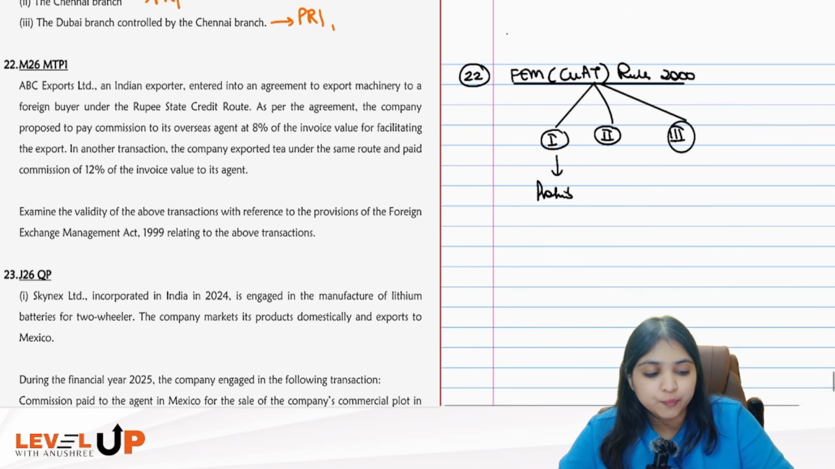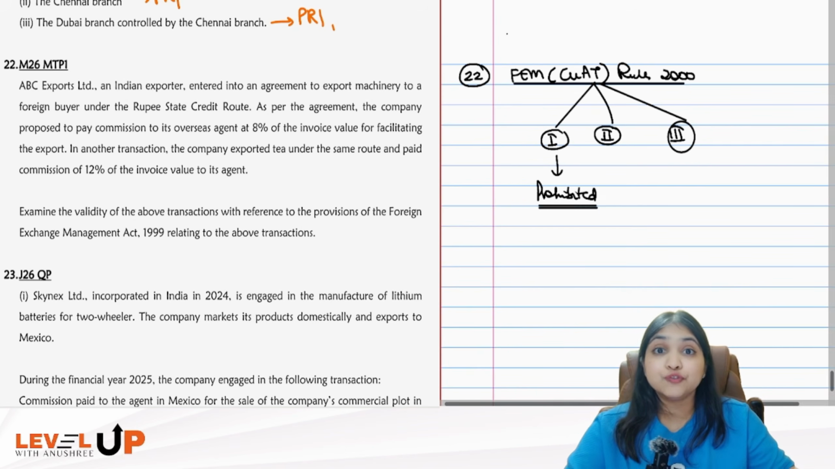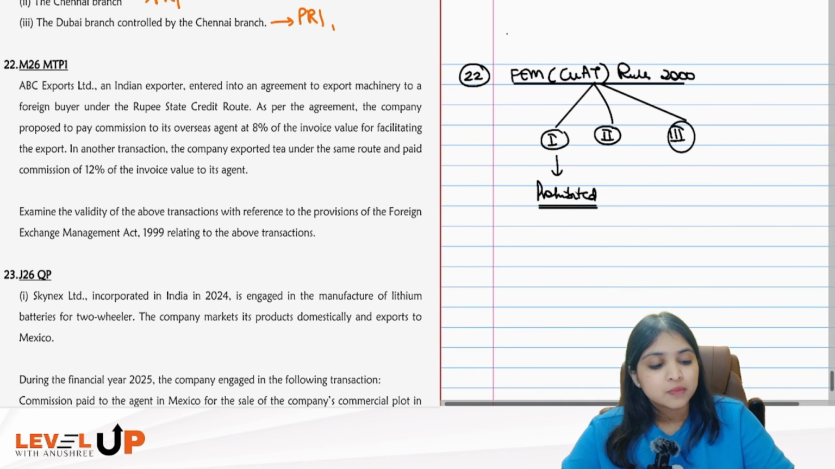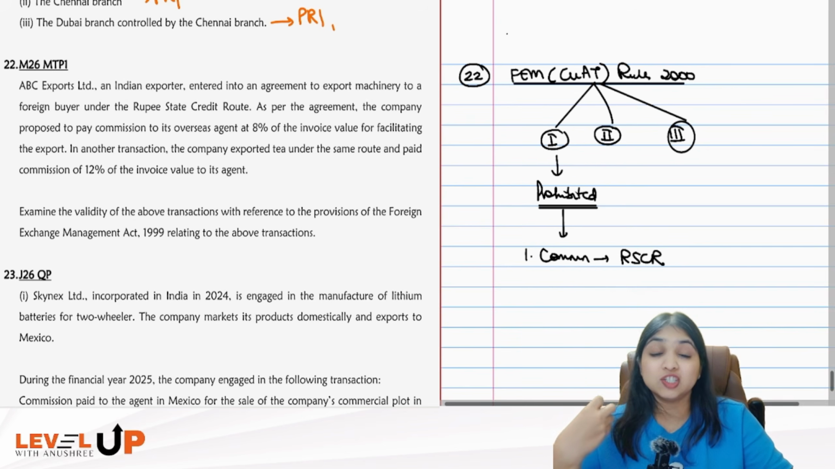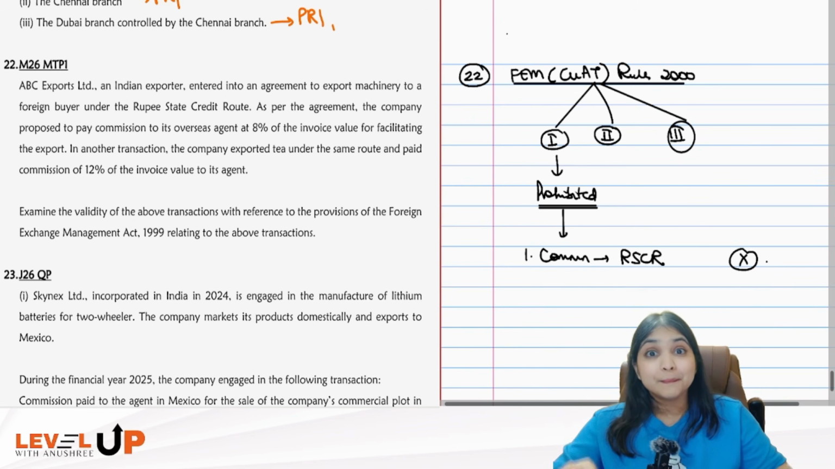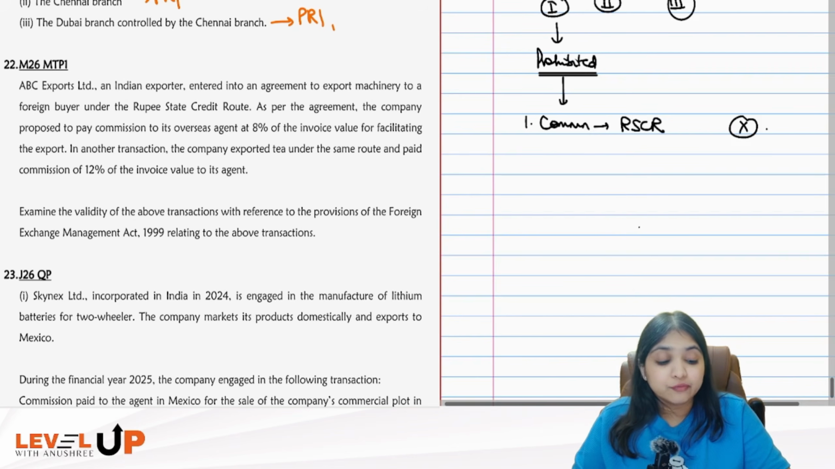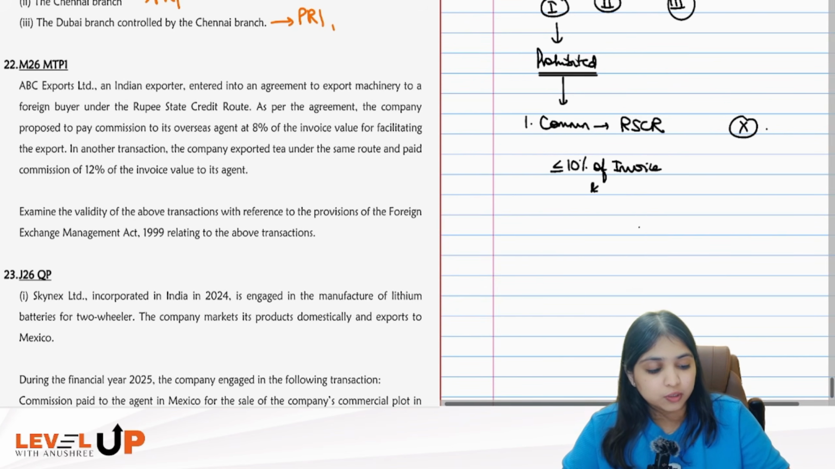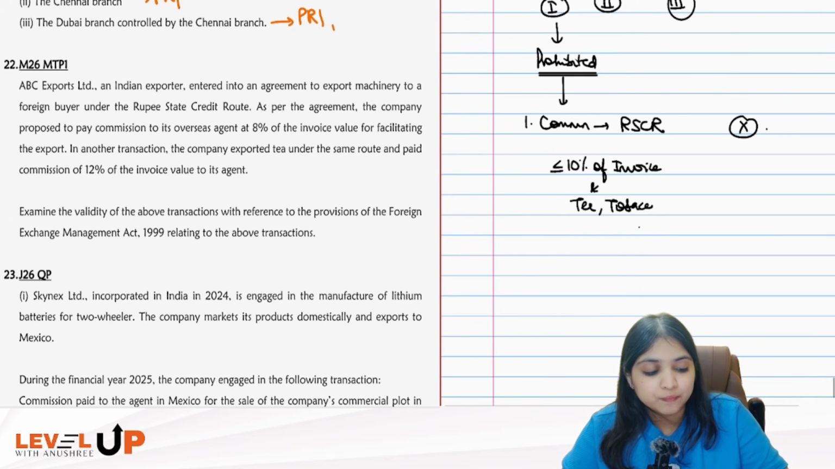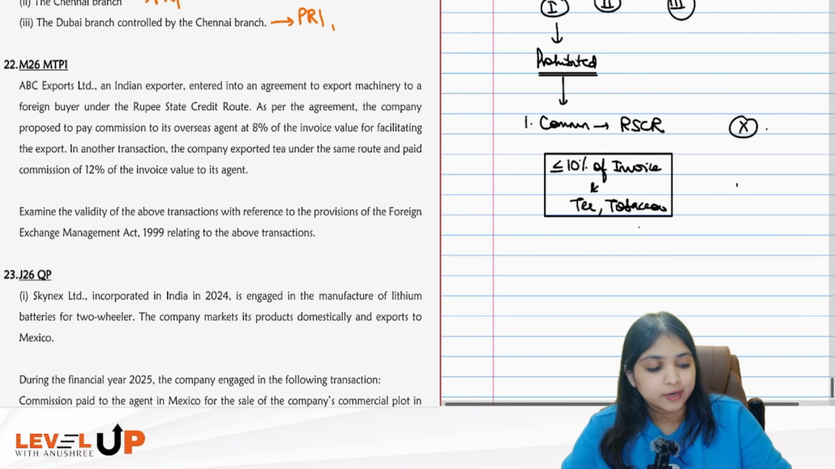Schedule 1 has the list of prohibited transactions. These are those transactions for which drawal of foreign exchange is prohibited. So in these transactions, one of the transactions is drawal of foreign exchange to pay commission under rupee state credit route. Any drawal of foreign exchange to pay commission under rupee state credit route is a prohibited transaction. It is not allowed, guys. But there's an exception. If you remember, we had learned that if the commission happens to be within 10% of the invoice value, and if the goods that are being exported happens to be tea or tobacco, then drawal of foreign exchange is going to be permitted.